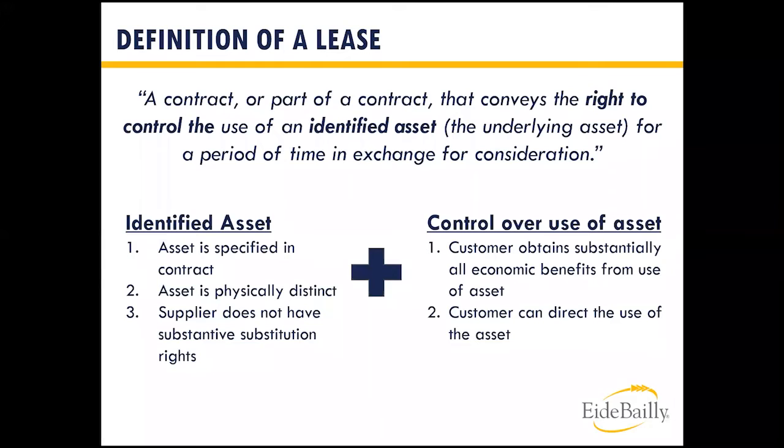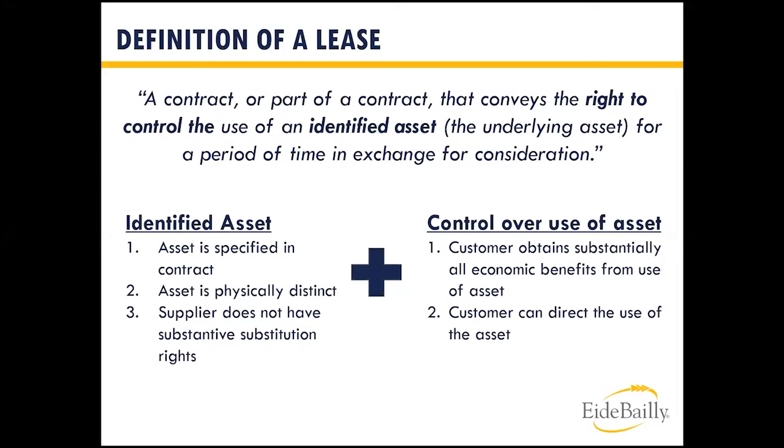So let's jump into what is the definition of a lease. As it says here, it's the right to control an identified asset. What that means is, in terms of identified asset, if you go to the third point there, that means that the supplier does not have a substantive substitution right. In other words, if you rent a piece of equipment, they designate a specific piece of equipment, and that's the piece of equipment that you operate and that you will utilize.